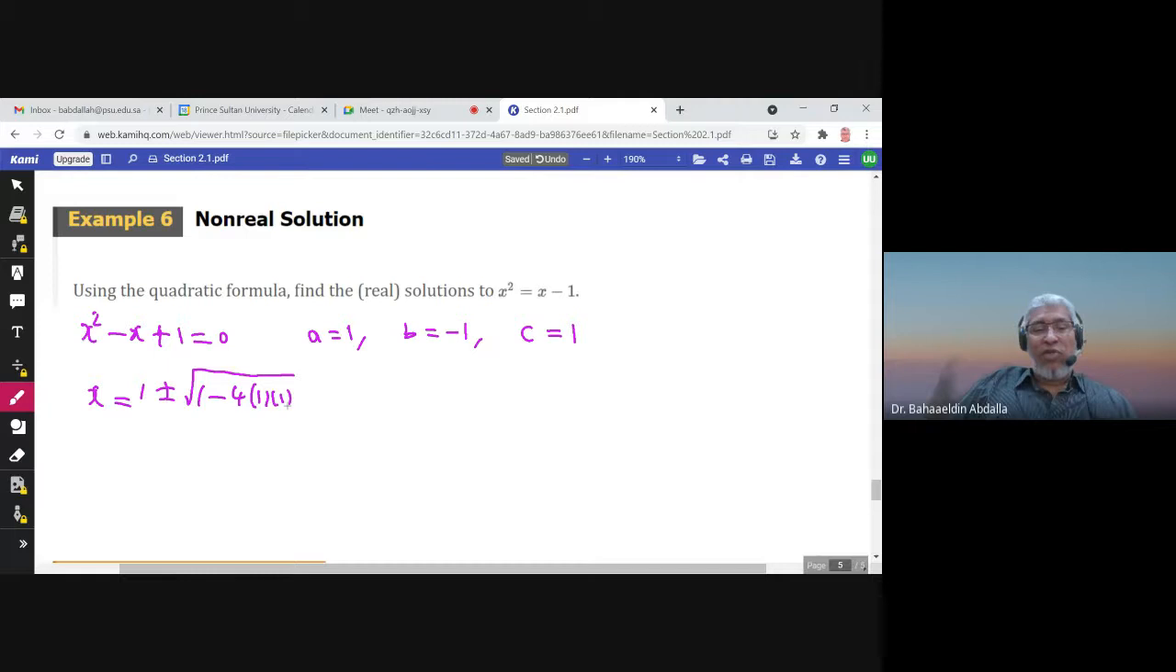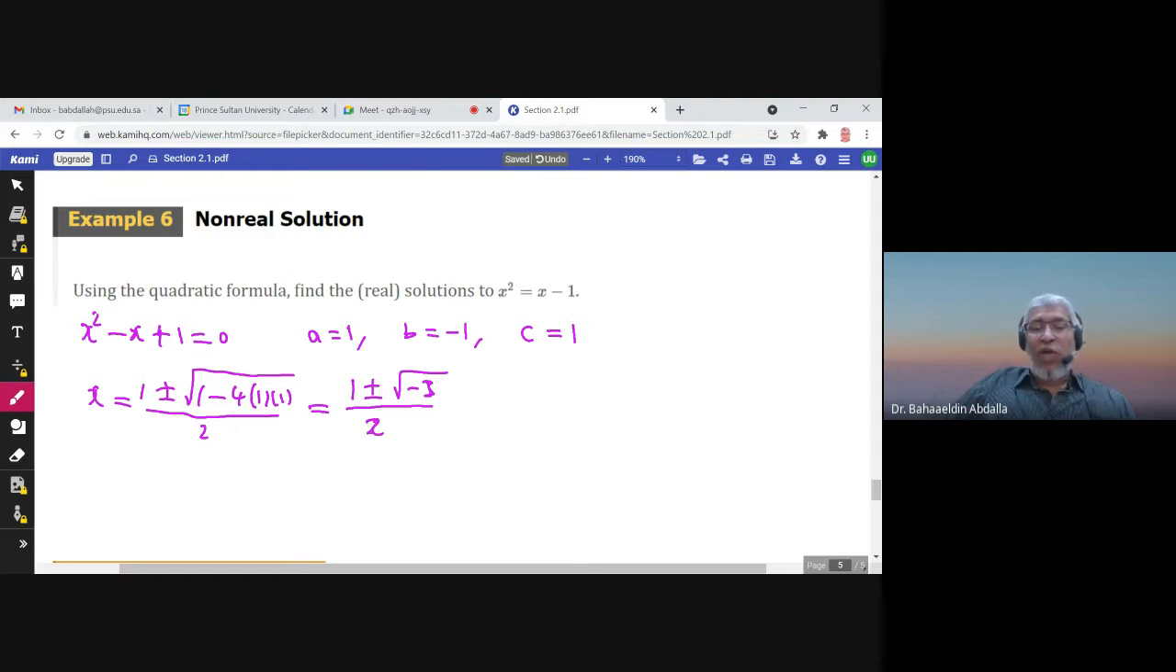There is no need to write 1 because anything times 1 is the same number. 2a, 2 times 1 is 2. So I'll have 1 plus or minus the square root of 1 minus 4. 4 times 1 is 4, and 1 minus 4 is negative 3.